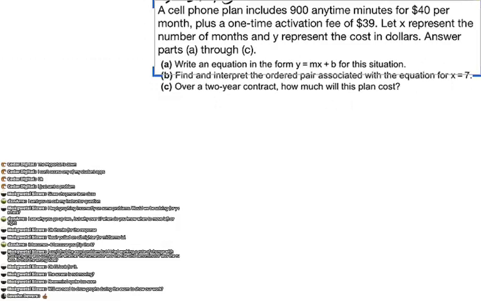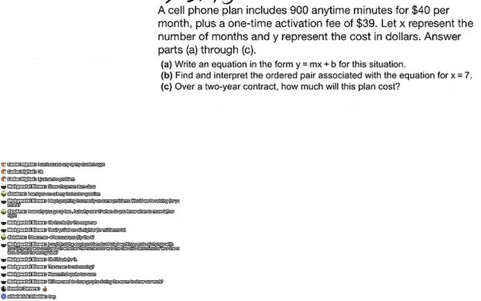All right, I think this is better. Okay, let's look at it again. A cell phone plan includes 900 anytime minutes for $40 a month, plus a one-time activation fee of $39. Let X represent the number of months and Y the cost in dollars. Answer parts A through C. So A says, write an equation in the form Y equals mx plus b for this situation. All right, let's look at A.